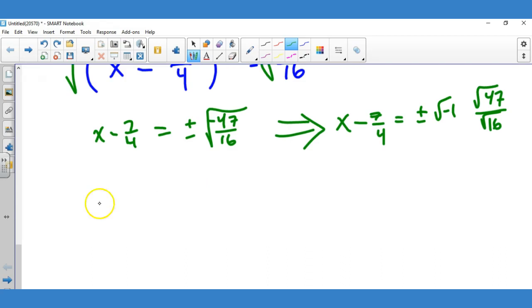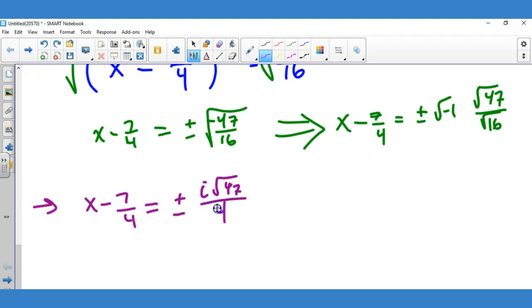Now, jumping down to here. X minus 7 over 4 equals, remember, square root of -1 is i. We have plus or minus i, radical 47 over 4. Square root of 16 is 4. So now I just need to add 7 over 4 on both sides.